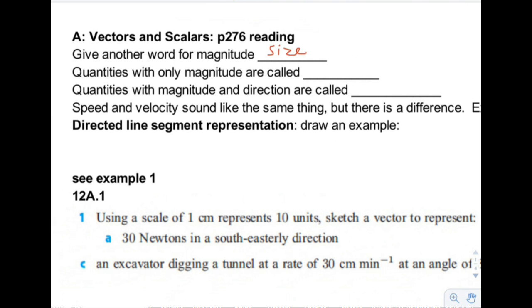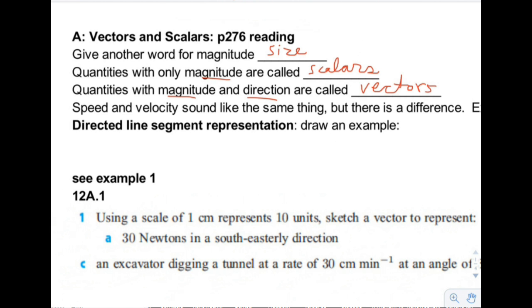Quantities with only magnitude are called scalars. Okay, so in physics or math, when we talk about a number that doesn't have a direction associated with it, just a size, it's called a scalar. Quantities with magnitude and direction are called vectors.